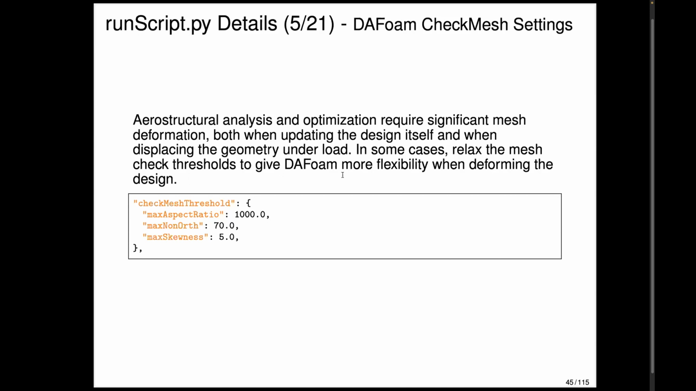But what we've seen is that some of these cells can still be used for analysis accurately. So what you may want to change, if you need to, is these check mesh thresholds. These are 3 parameters that we often change: the max aspect ratio, the max non-orthogonality, and the max skewness. We don't recommend you change them to anything ridiculously loose in terms of tolerance, because then your analysis may fail, but you may want to give DAFoam a little bit more leeway in terms of this mesh check, so it doesn't immediately reject a design that is feasible and may be better or more optimal than the previous design.